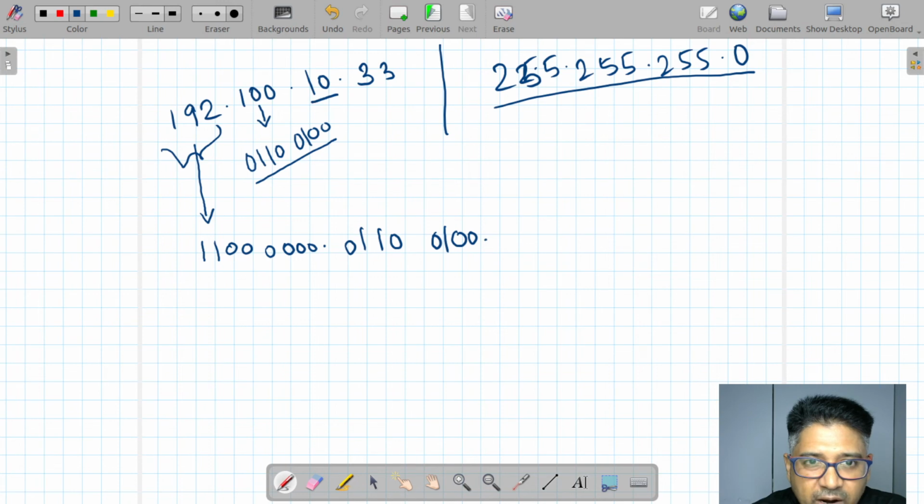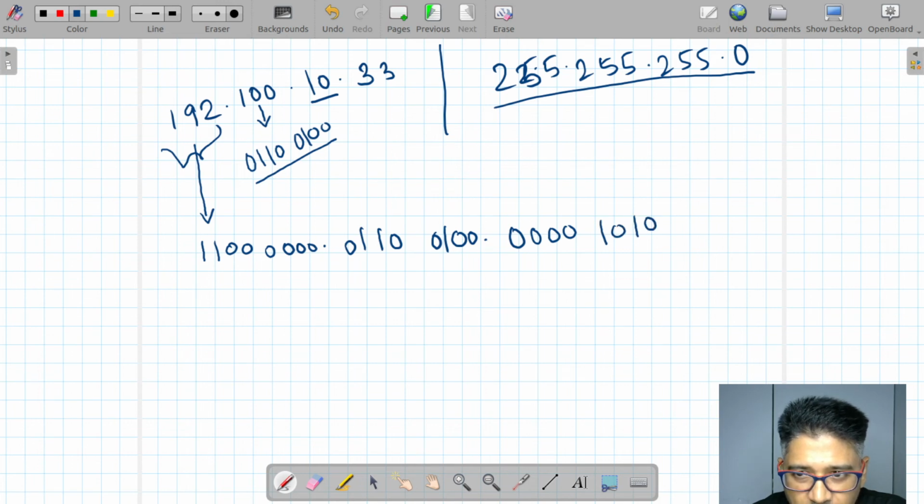What will be the third octet? 10. Now 0 0 0 0, and 8 plus 2. 0 0 0 0 1 0 1 0. Yes.